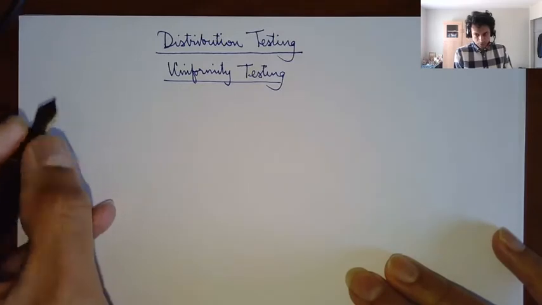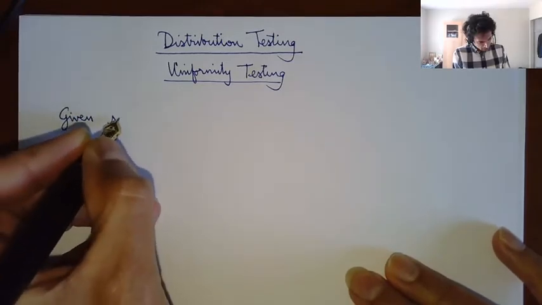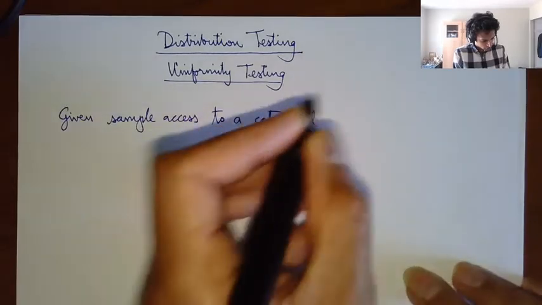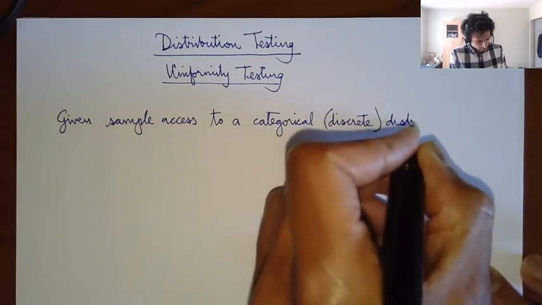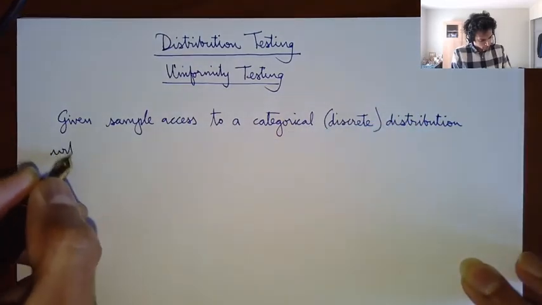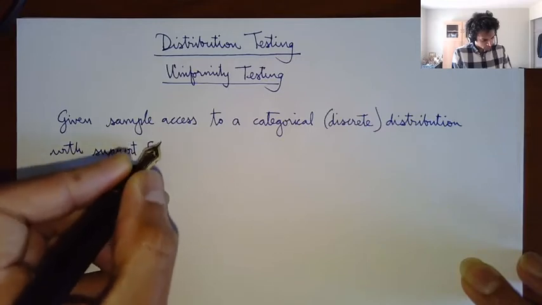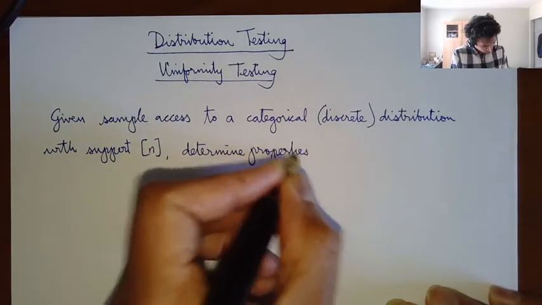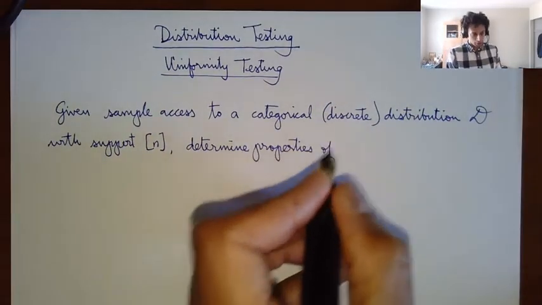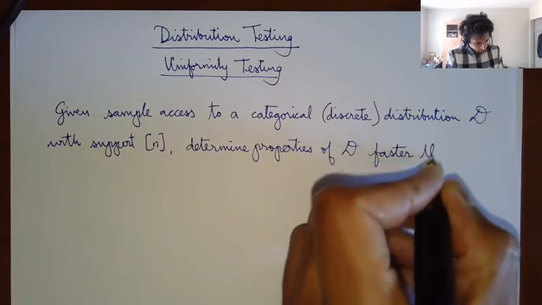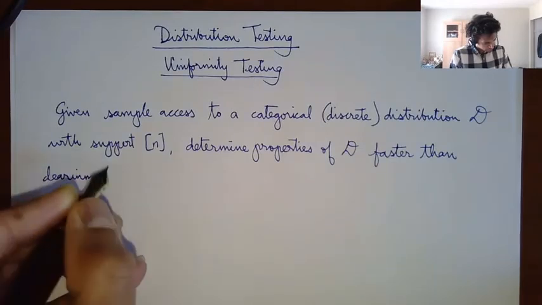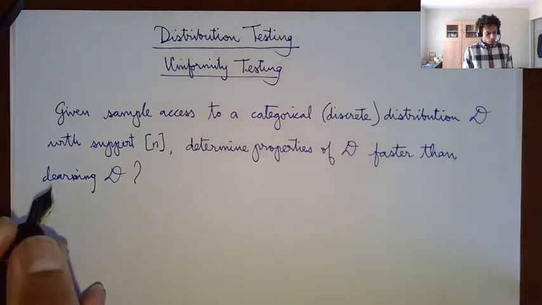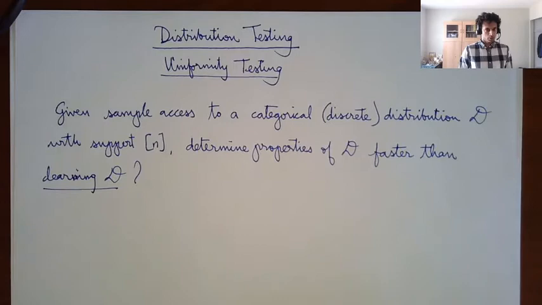The problem is given sample access to a categorical, which is simply basically just a discrete distribution with support n, determine properties of script D faster than learning script D. Now, of course, we need to understand what it means to learn a distribution, before we can make this more formal.